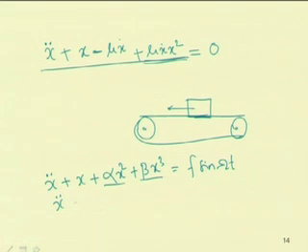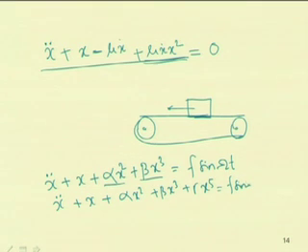Similarly, you can have a quintic term also. In that case you have x double dot plus x plus alpha x square plus beta x cube plus gamma x to the power 5 equal to f sin omega t. So, f is the amplitude of the forcing and omega is the frequency of the forcing term, and this is the quintic nonlinear term. For example, let me take a term in this way: x double dot plus x plus 10 x cube equal to 0.